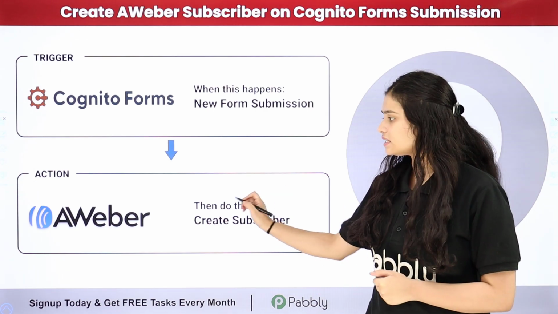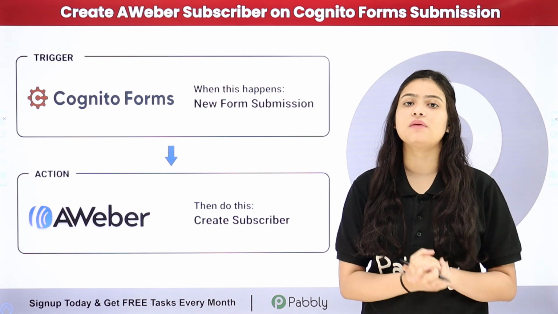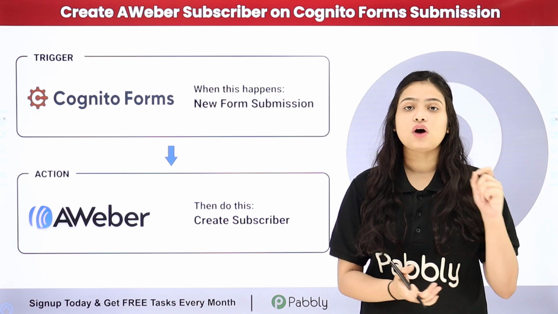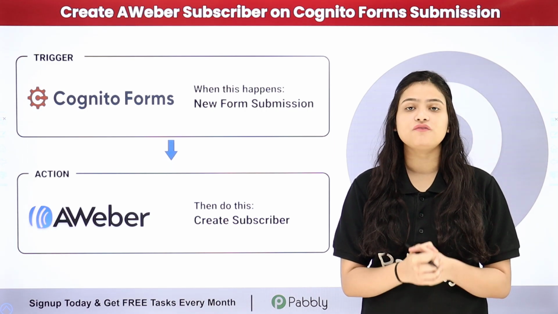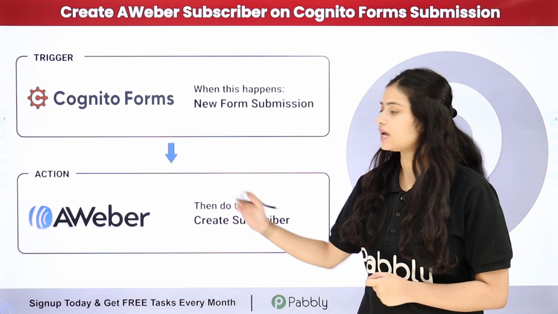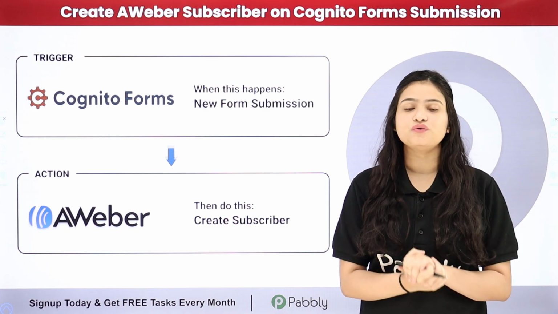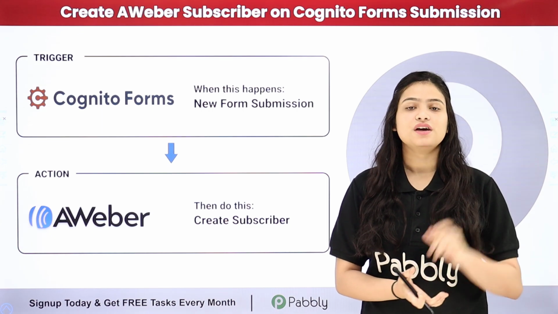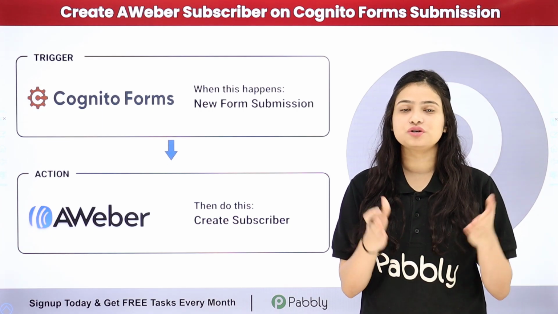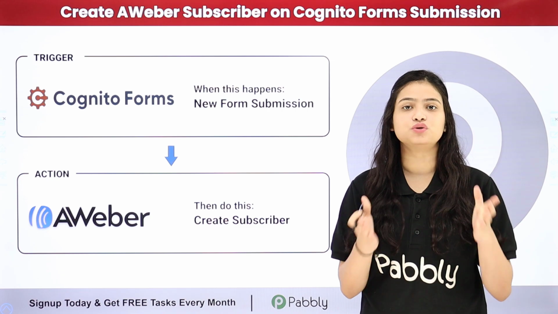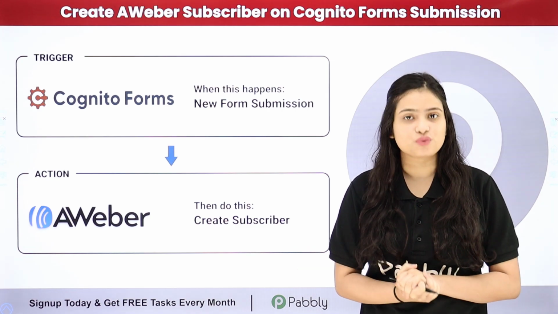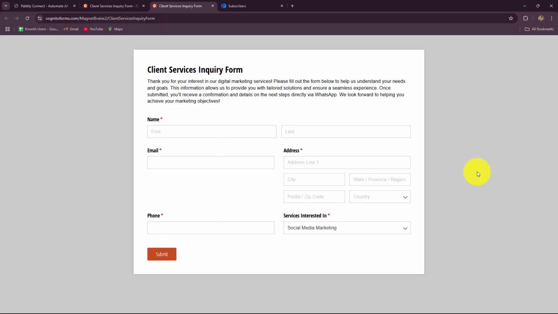add that lead as a subscriber in AWeber, that is the email marketing application I am using to communicate with my leads further. Now to automate this entire process, I will have to build a connection between Cognito Forms and AWeber, and that we are going to do without any coding and any programming skills, simply with the help of Pabbly Connect. So if you also want to learn this amazing automation step by step for your business and you want to know how this automation is actually going to work, for that let me take you all towards my screen. Welcome to my screen everyone.